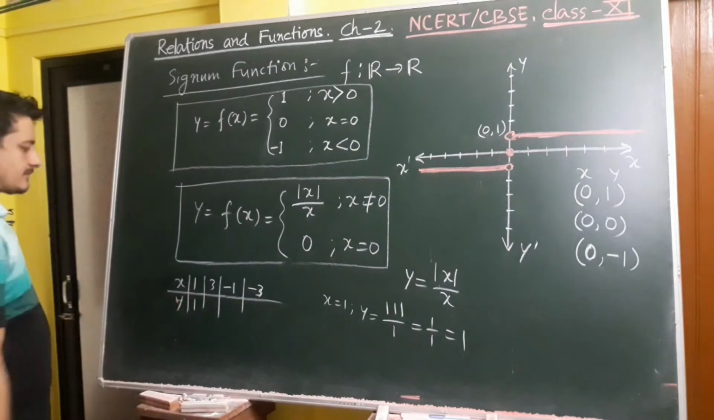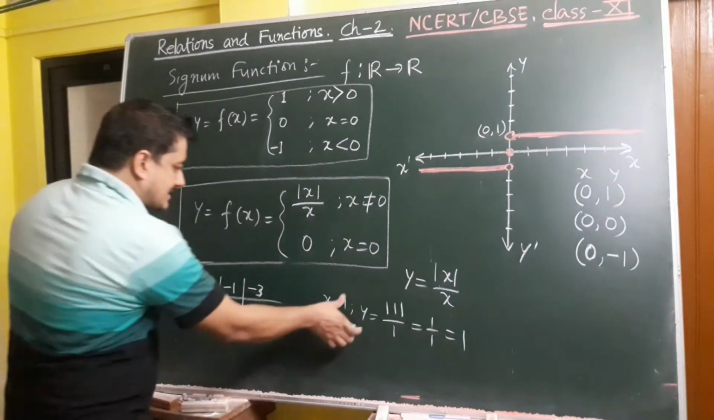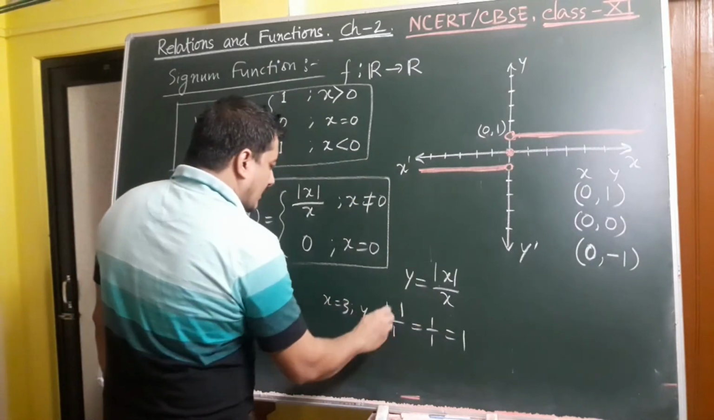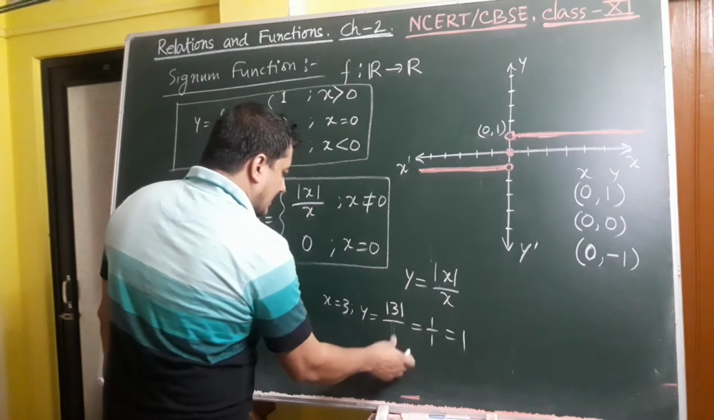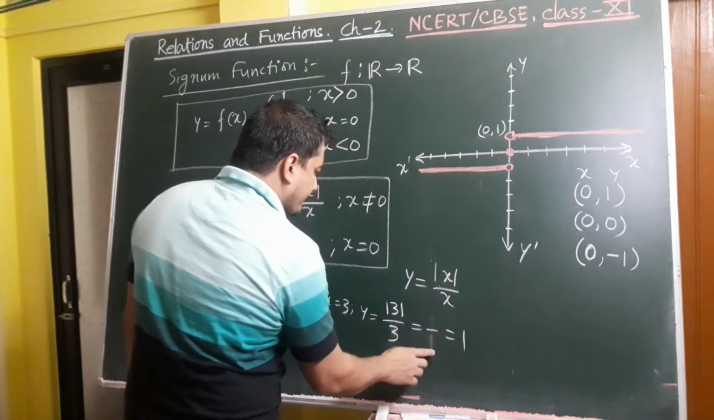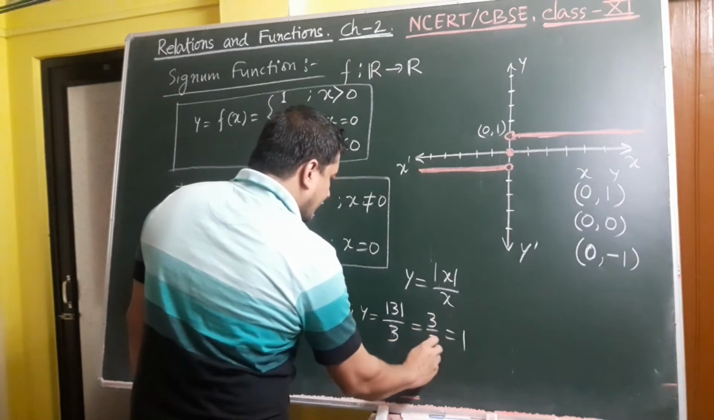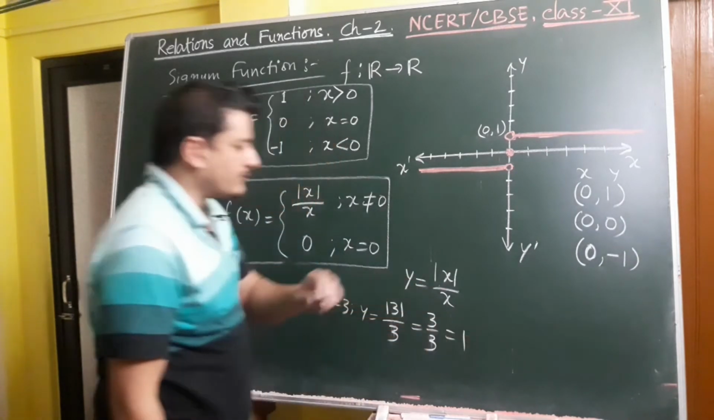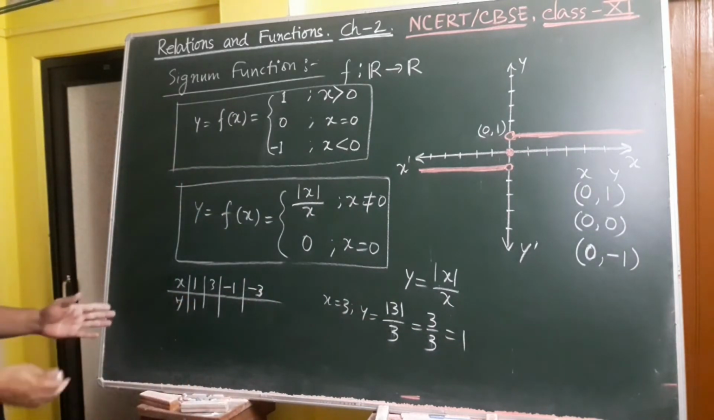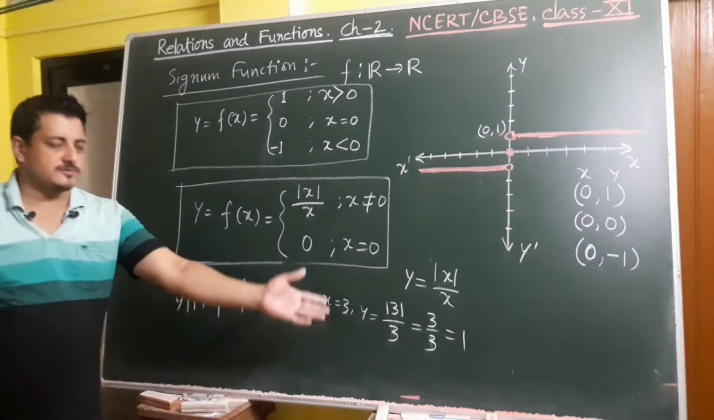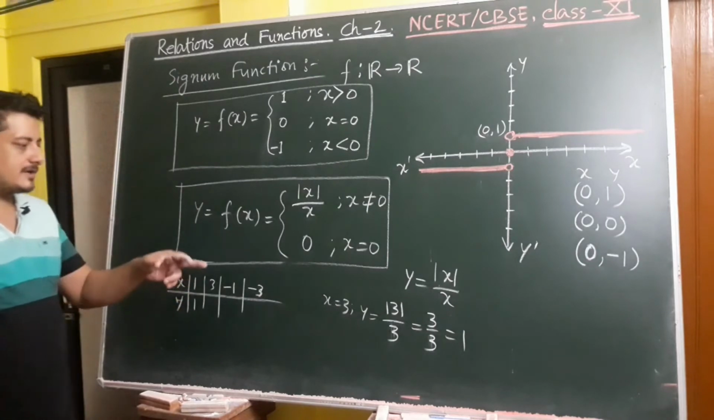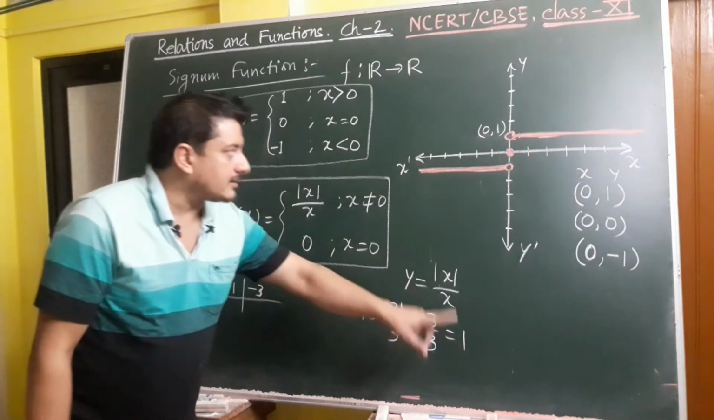Then if x is equal to 3, it will be mod of 3 divided by 3, so this will be 3 by 3, which is again 1. So if you take plus 5 also it will give you 1, plus 100 it will give you 1. So any positive value will give you 1 only.